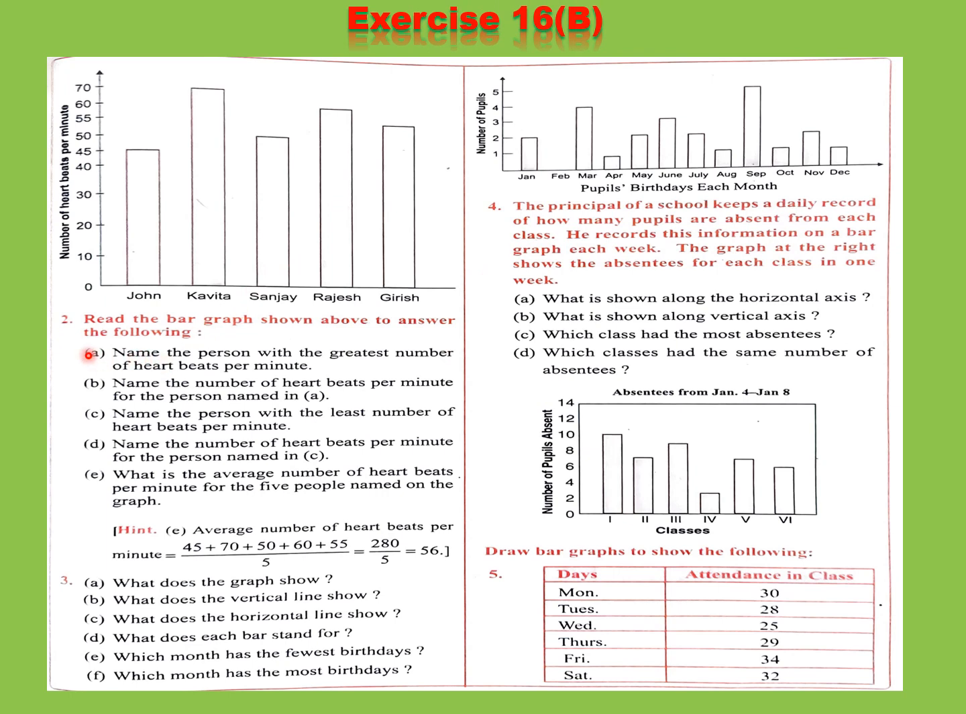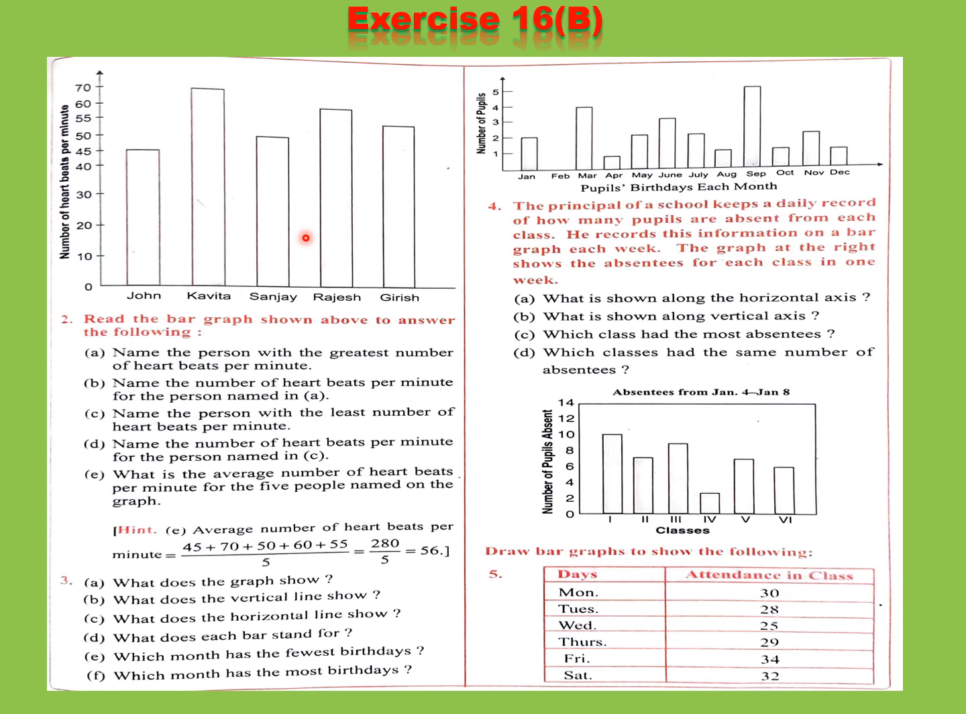Here you see in your second question you are given a bar graph, then you are asked some questions to answer. Here we simply go through the questions and see. First you need to understand the graph properly. Here we have written the names of some people: John, Kavita, Sanjay, Rajesh, Girish, and here it is number of heartbeats per minute. So this data is like some students' heartbeat measured in a minute.